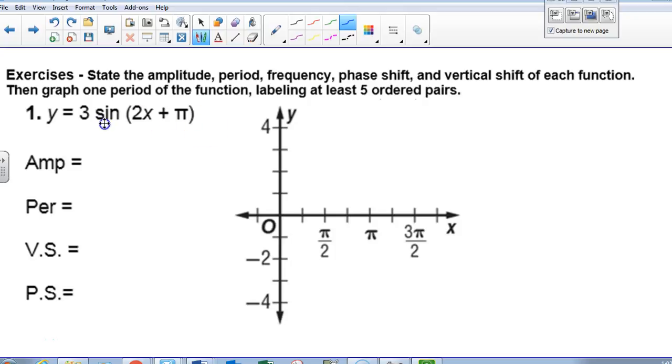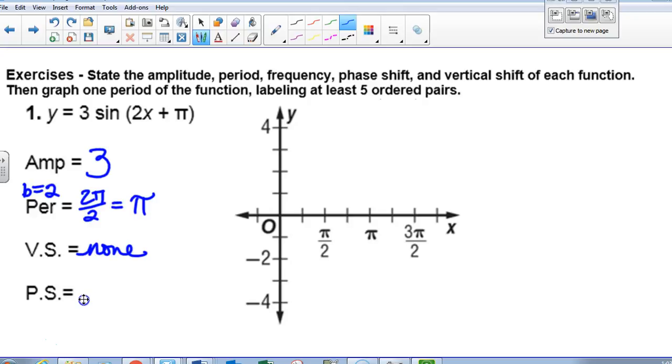All right. What can you tell me about this one? By the way, you don't have any on the homework with phase shift until next week. But these examples have phase shifts. The amplitude is 3. The period, anybody? 2 pi divided by 2, because the b is 2, right? So the period is pi. The vertical shift, anybody? None, right? There's no added or subtracted outside the parentheses.